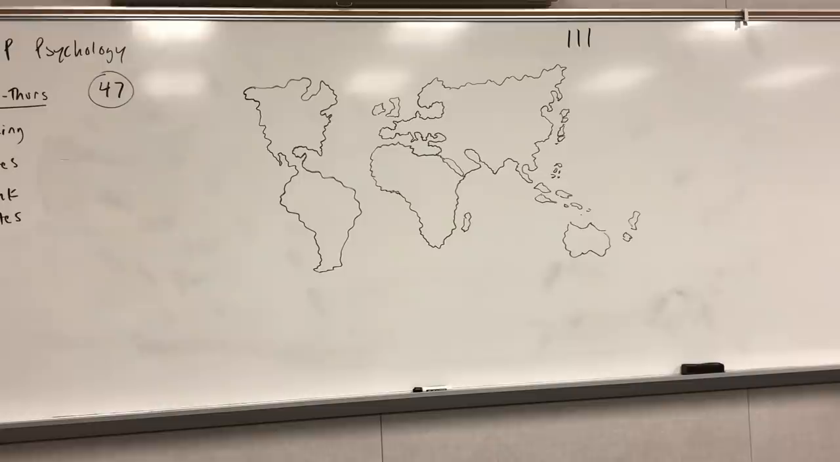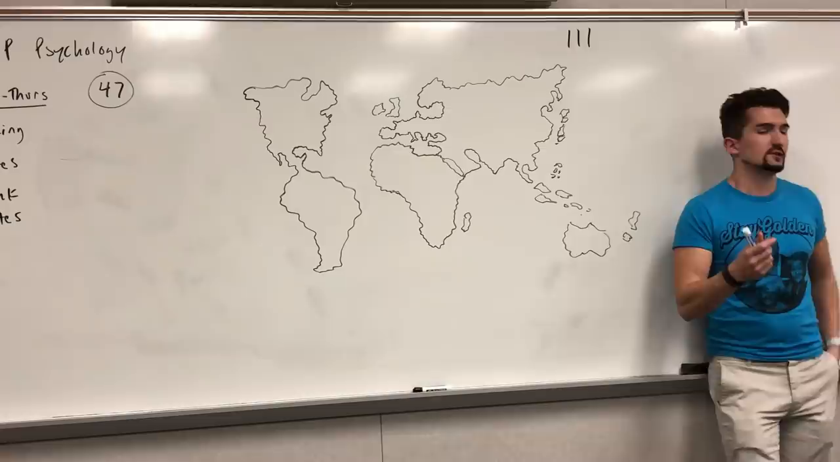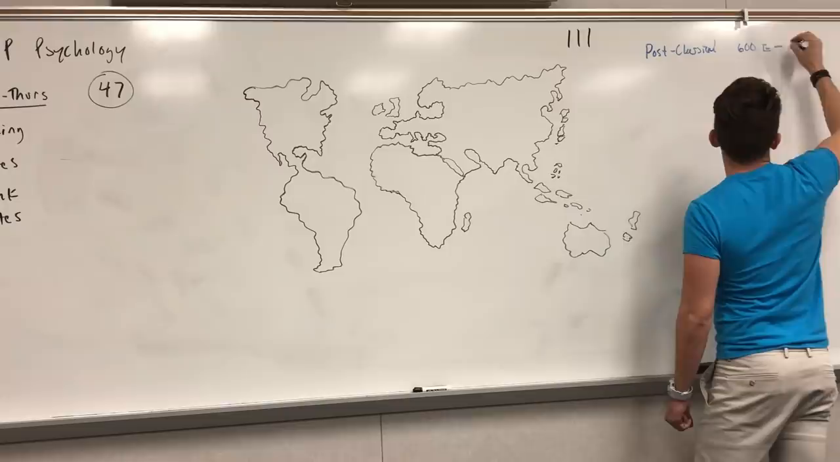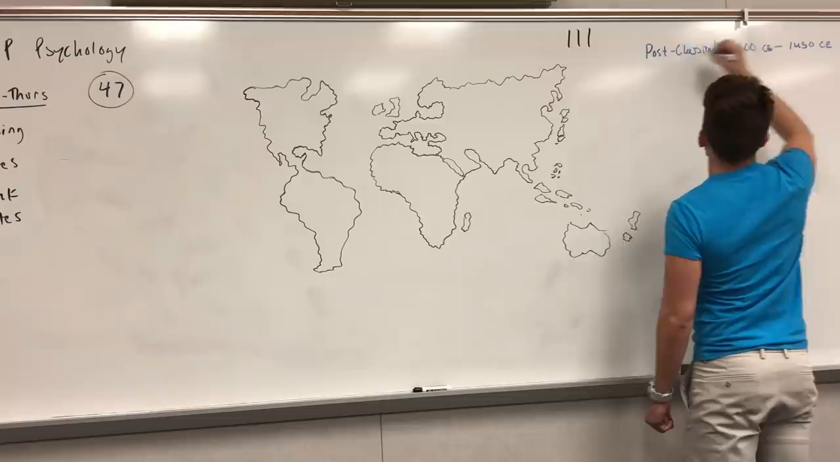Let us pick up where we left off. We picked up where we left off in period three. And period three is post-classical. Give me those years, we gotta know these. 600 CE to 1450 CE. And what comes next, by the way, just out of curiosity? Early modern era, right. Okay, cool.